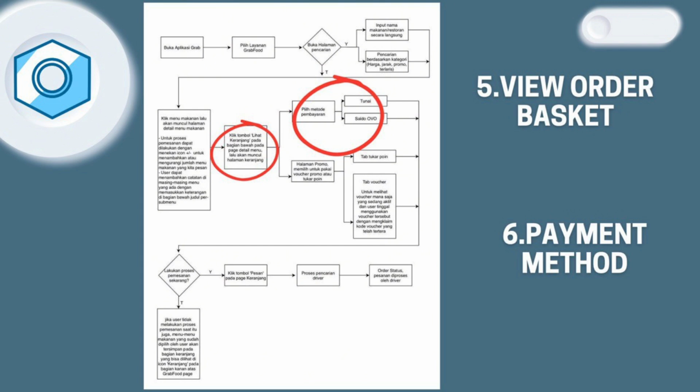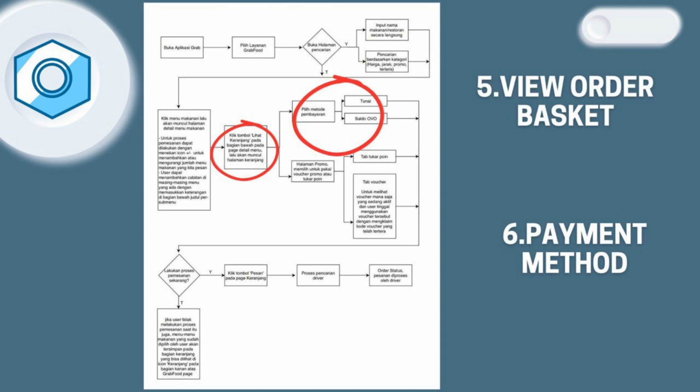Next, the user clicks on the menu item they want to order. The detail page will appear, allowing the user to add notes, choose quantity, or customize their order. Once satisfied, the user clicks the View Basket button at the bottom of the page to see all the selected items in the cart.